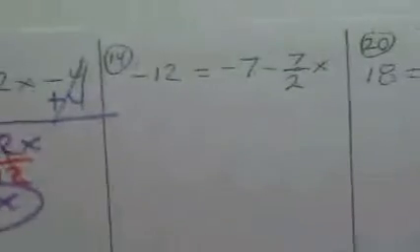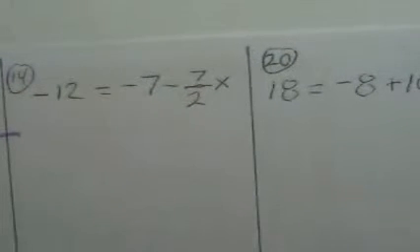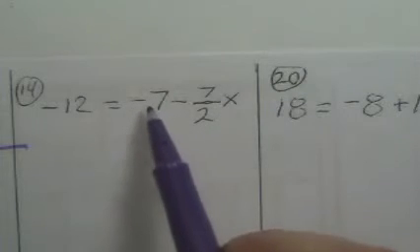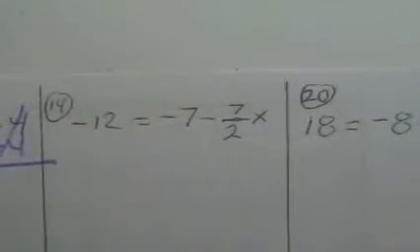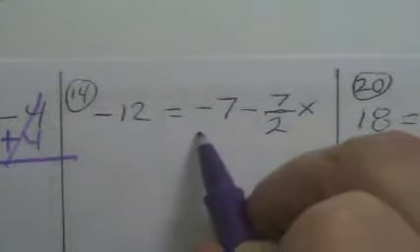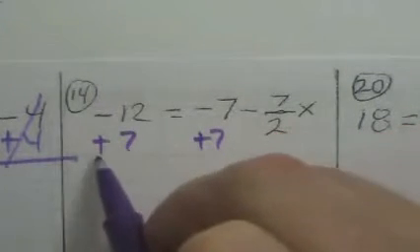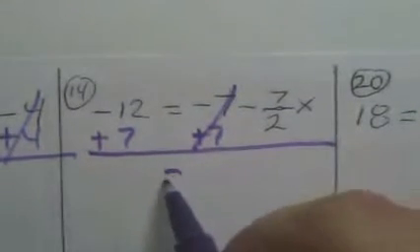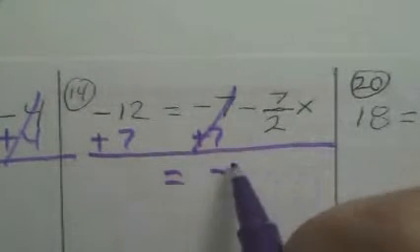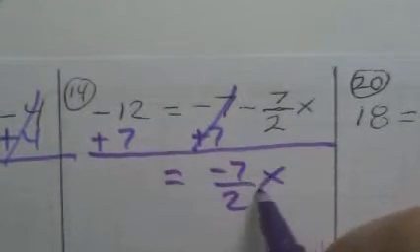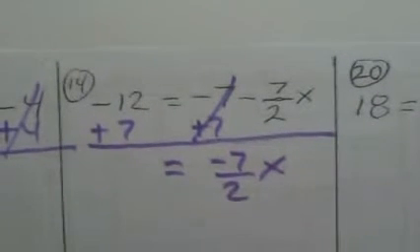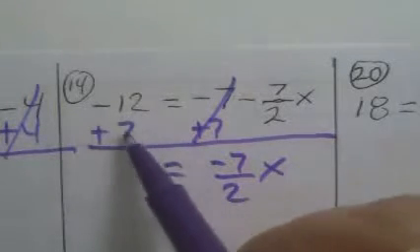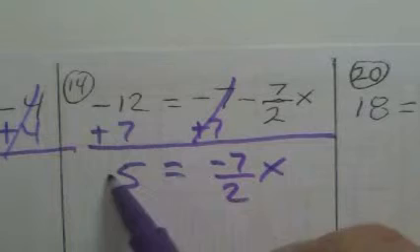Okay, slide over. Let's do number 14 together. Okay, I want to get rid of the negative 7 first, the constant. Make this a little larger. So I will add 7. That's gone. And now you have negative 7 over 2 x. You can put it on the top or the bottom, it doesn't matter. And then they're different signs, so subtract. 12 take away 7 is 5, and there's a negative.